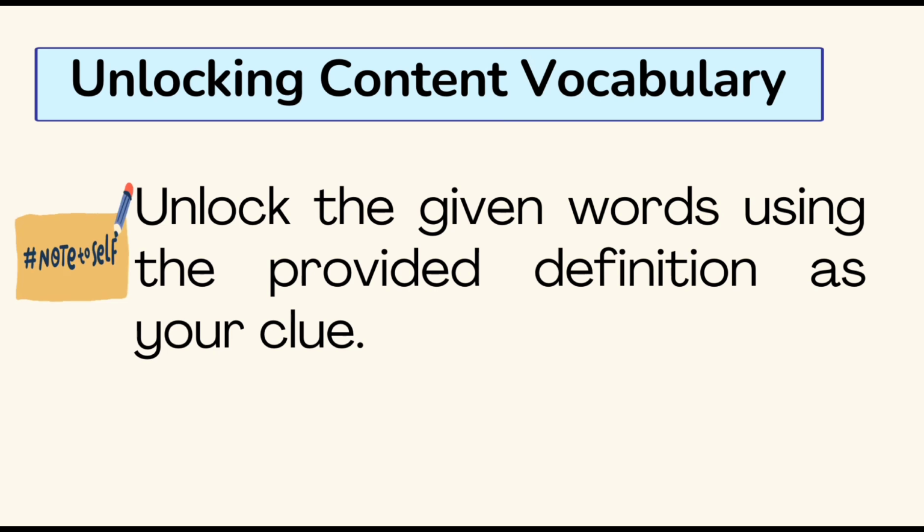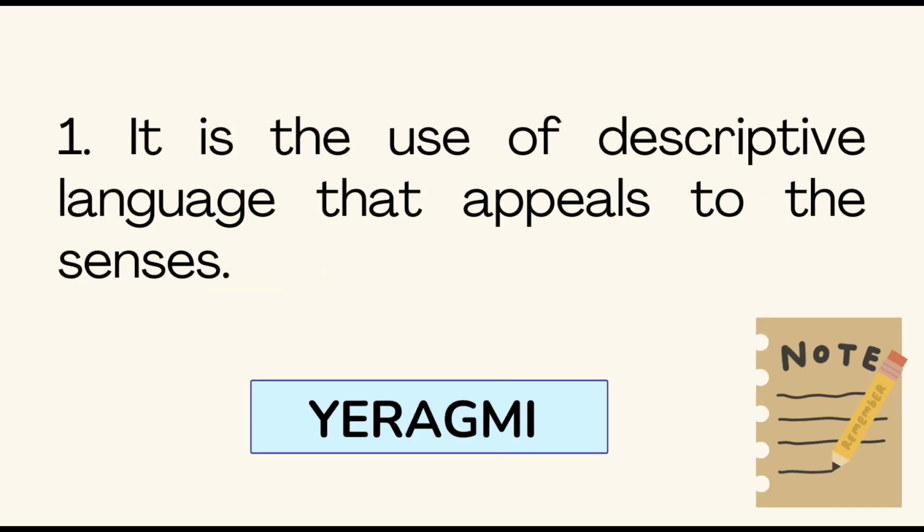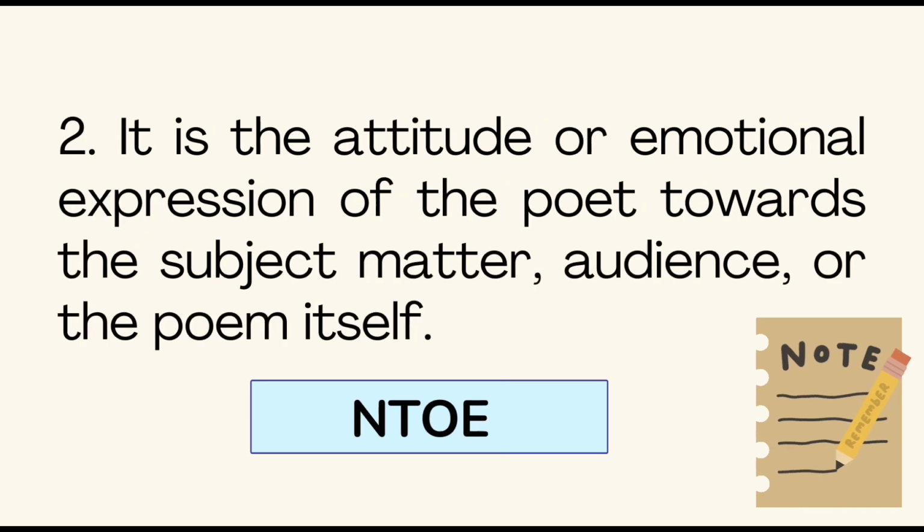Let us start this lesson by unlocking content vocabulary. Unlock the given words using the provided definition as your clue. Number 1. It is a use of descriptive language that appeals to the senses. Number 2. It is the attitude or emotional expression of the poet towards the subject matter, audience, or the poem itself.